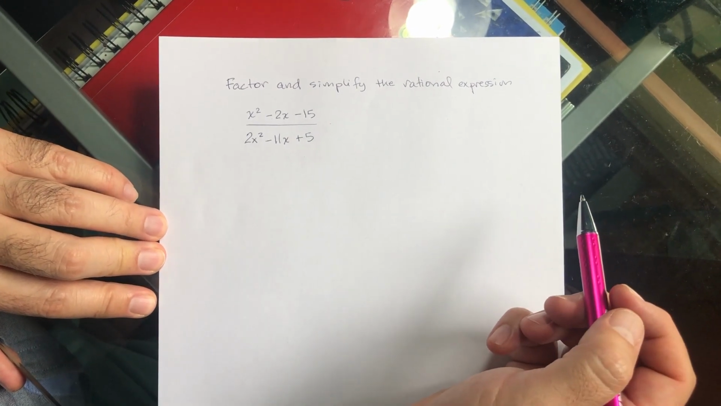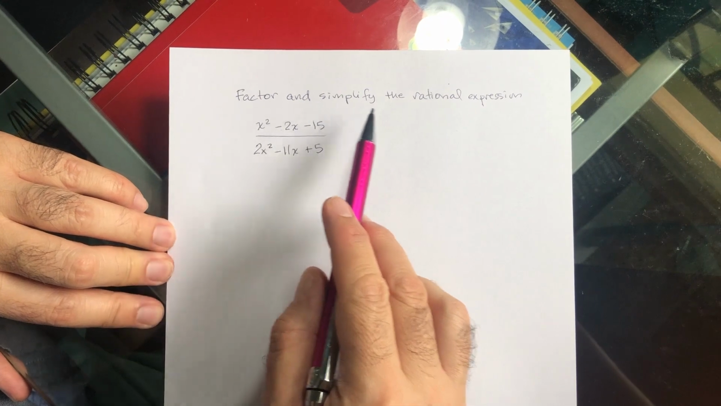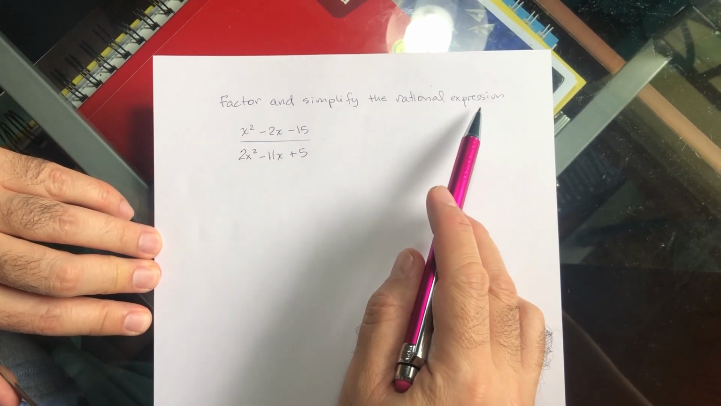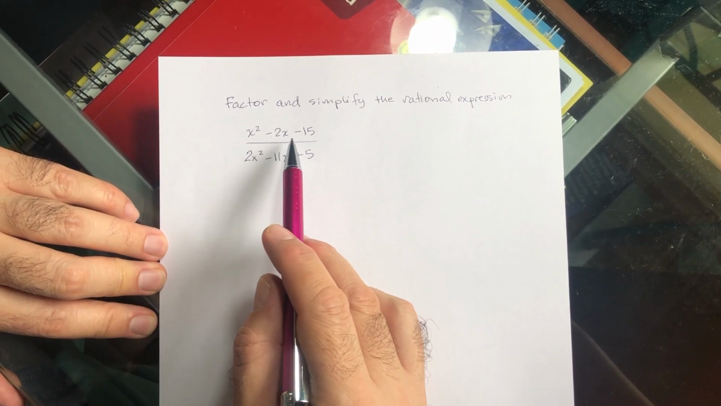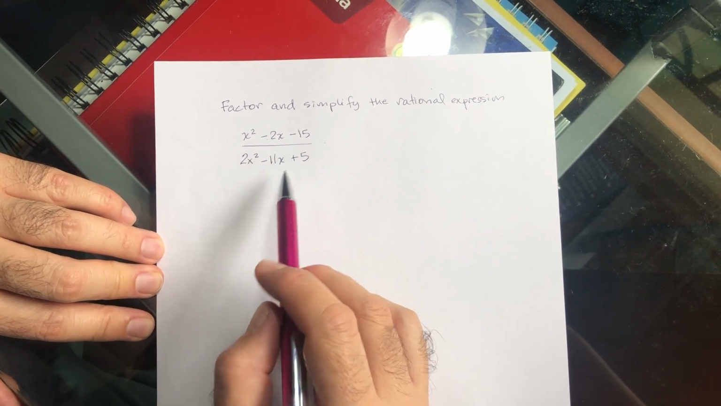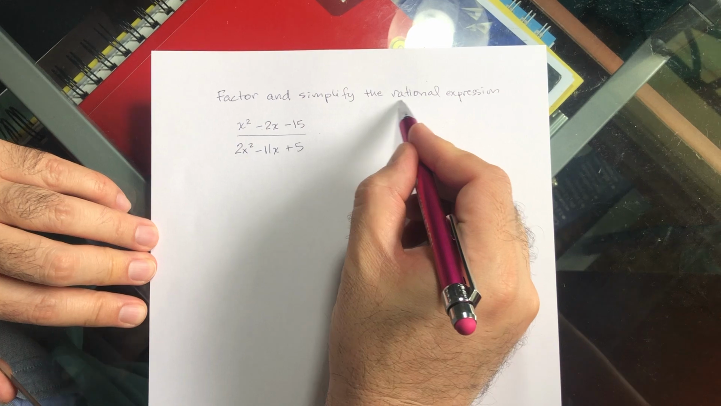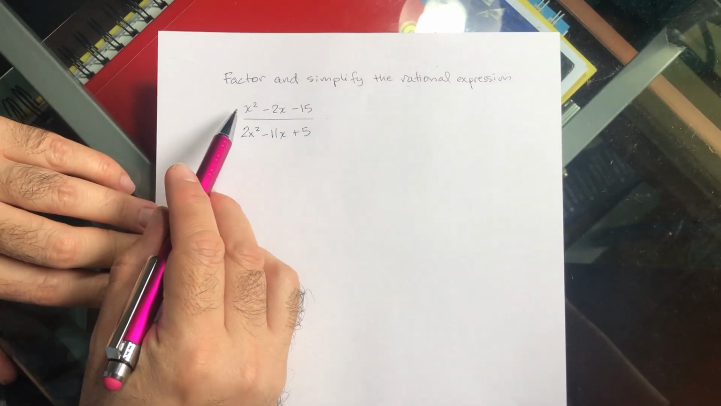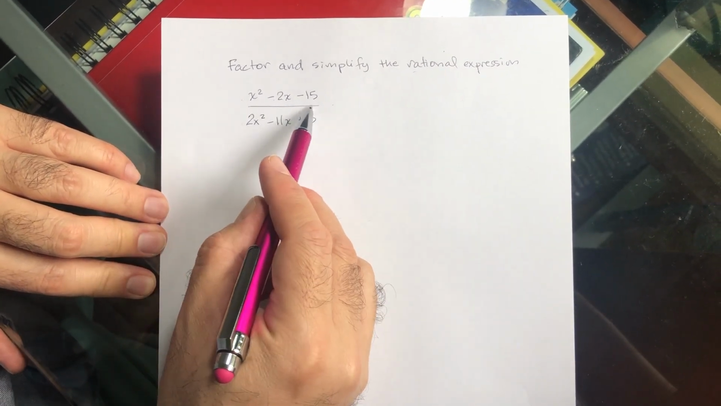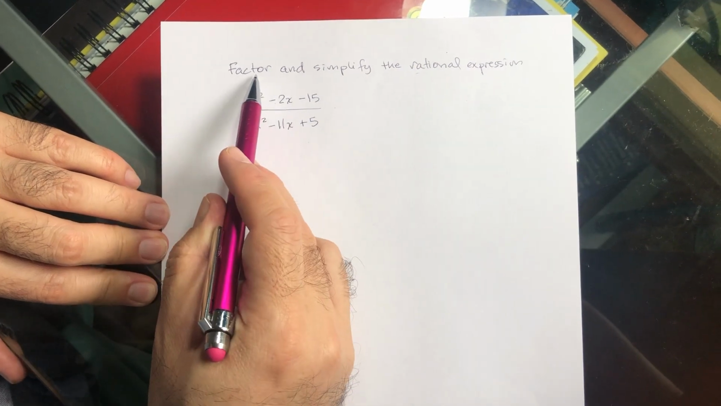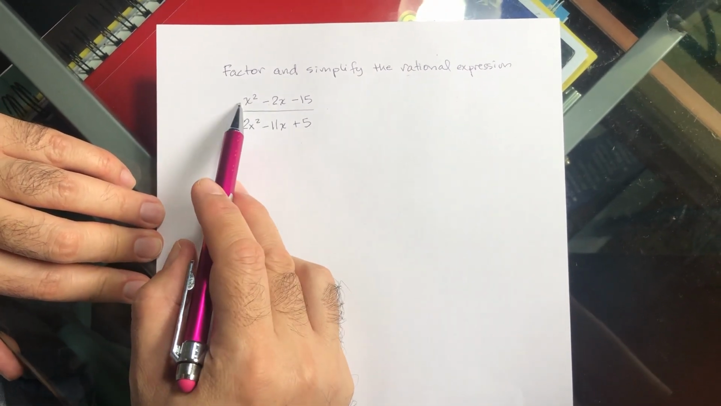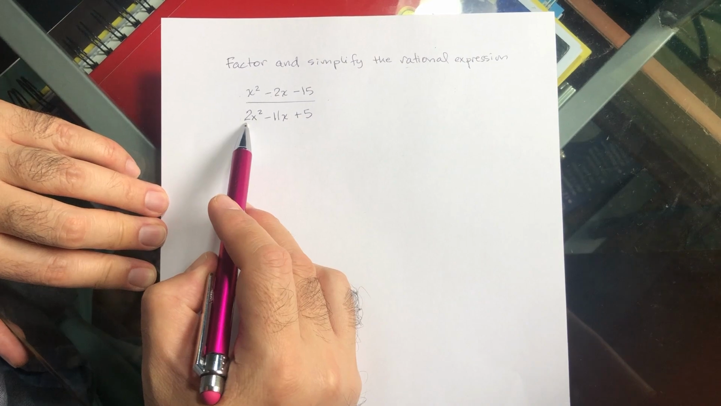Okay, so the problem in the warm-up was to factor and simplify the rational expression x squared minus 2x minus 15 over 2x squared minus 11x plus 5. It's a rational expression because we have two polynomials that are being divided. So I have to factor and simplify. I need to factor each of these two polynomials.